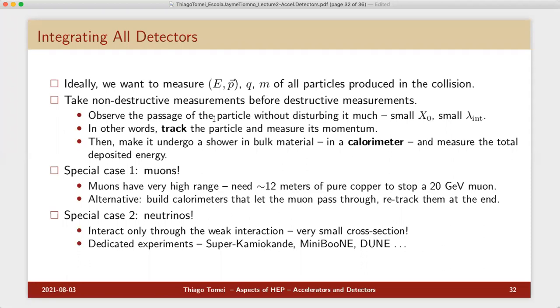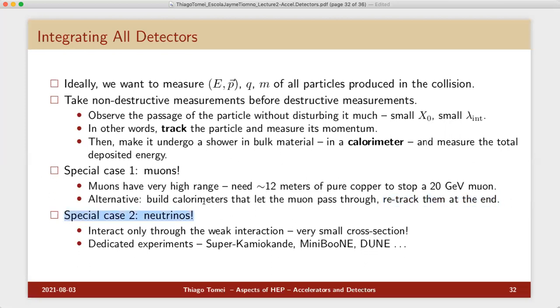It's very hard to measure the energy of muons. So an alternative is to build calorimeters that let the muon pass through, because it will pass through, that are reasonable in size, so less than 12 meters of pure copper, and then add another tracker at the end. The idea is that the calorimeters will stop everything but the muons, and then you know that whatever reaches the end is muons.